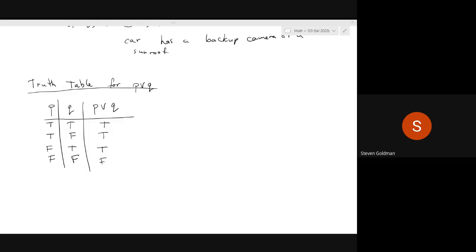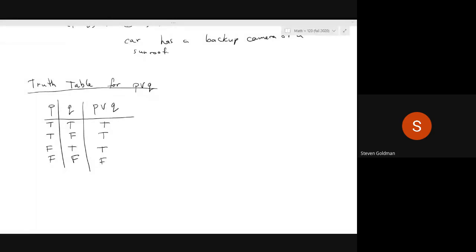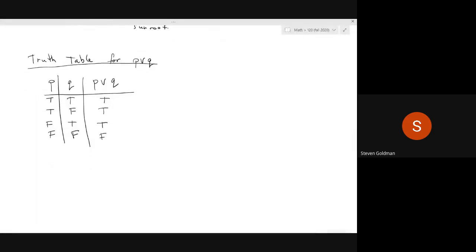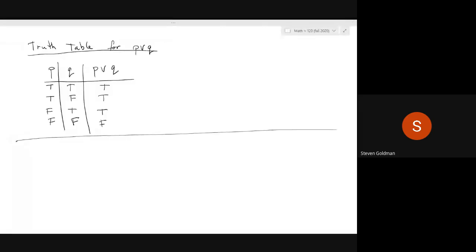Yes, that's correct. As long as one of them is true, for disjunctions, the sentence is true. Okay. Any other questions on disjunctions?